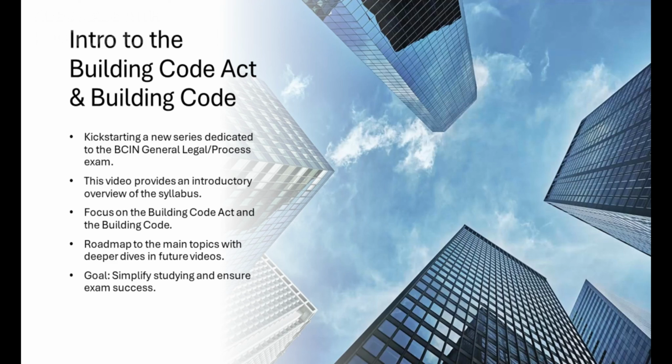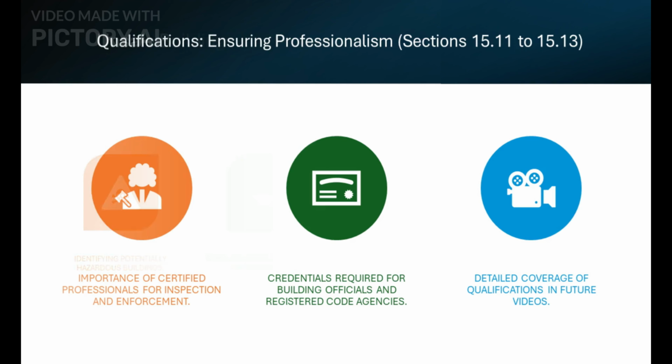Next up is Unsafe Buildings and Maintenance Inspection, Section 15. This section highlights the legal responsibilities for identifying and managing buildings that pose safety risks, like those with structural issues or significant fire hazards. Knowing the standards for regular inspections, especially for older buildings, helps prevent dangerous situations and keeps the public safe. Qualifications, Section 15.11 to 15.13.